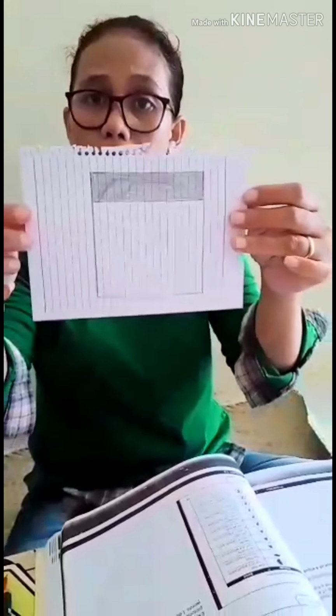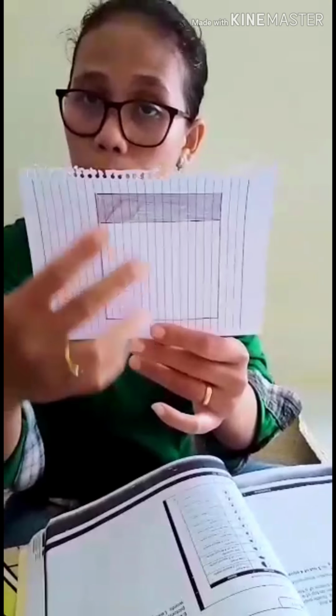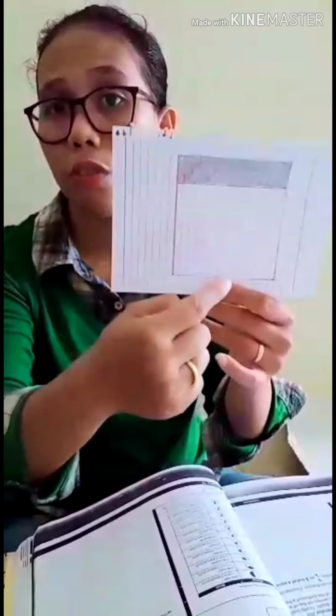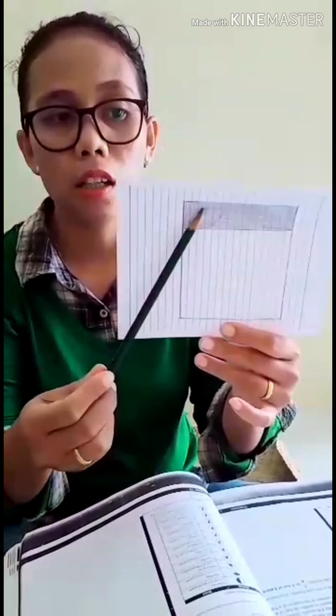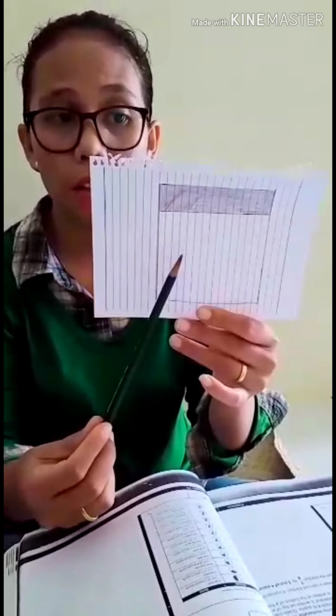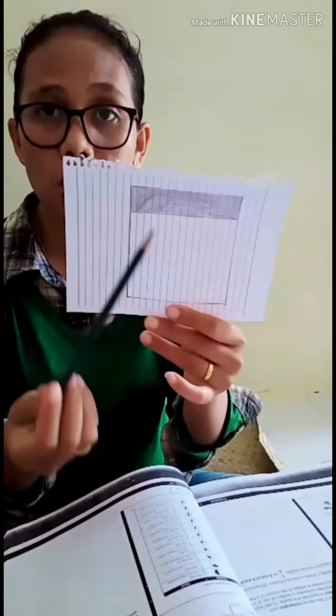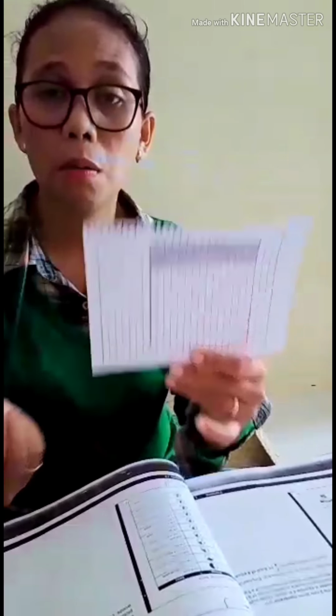And one more, I make one example of a wrong fraction, this one. This is wrong. Why does Teacher Fika say this is wrong? I already made this into 2 parts, but not 2 equal parts, so this cannot be called a fraction. Why, teacher? Because this part is not the same, this is small, this is large. So not the same, so this is a wrong fraction, we cannot call this 1/2. You just remember, a fraction must have equal parts.